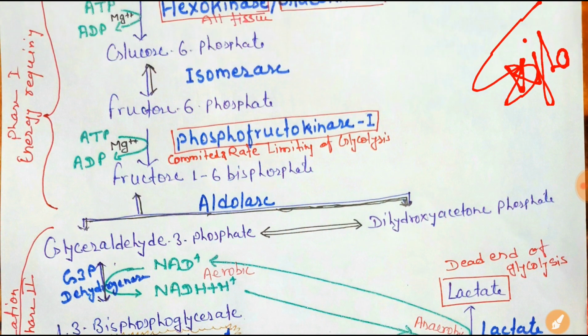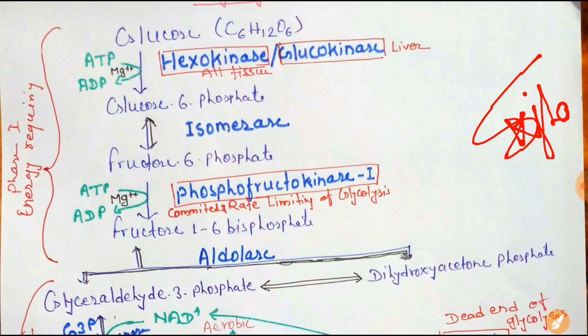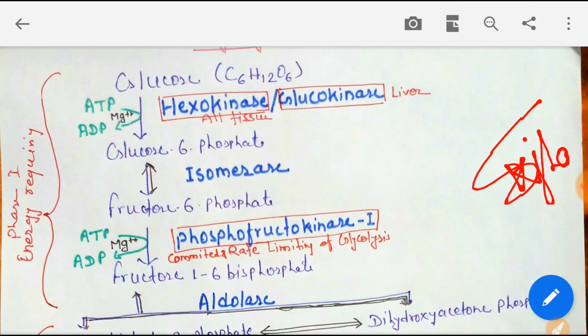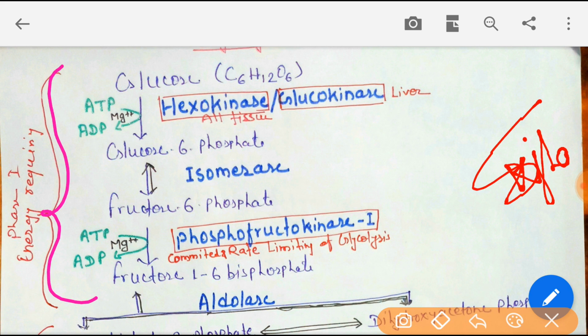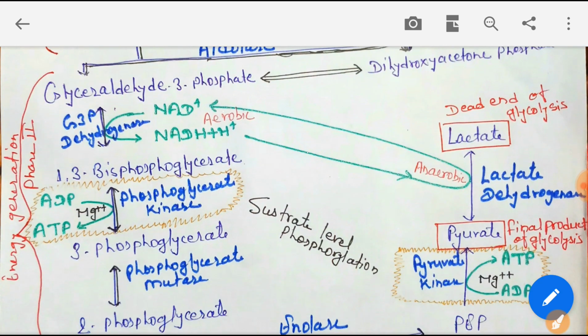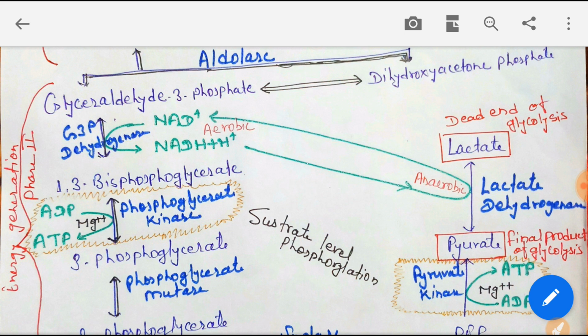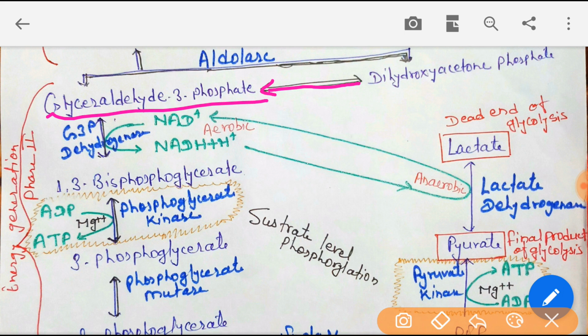Another thing is that this first phase is the energy requiring stage, or investment phase. Next, the conversion between glyceraldehyde 3 phosphate and dihydroxyacetone phosphate is also a reversible reaction.